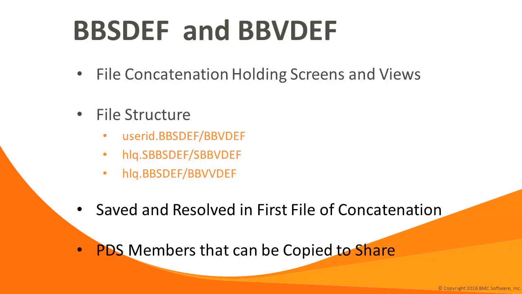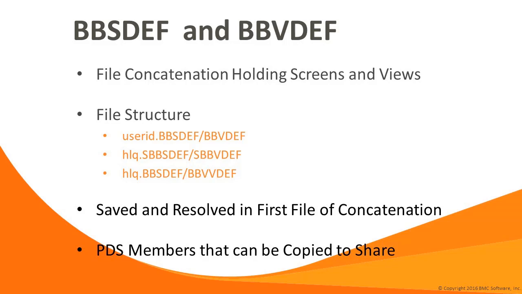The BBS-def file contains the MainView screen definitions. The BBV-def file contains the MainView view definitions. When a view or screen is saved, it is written to the first dataset in the file concatenation. The allocation of user-level libraries is determined during product customization.